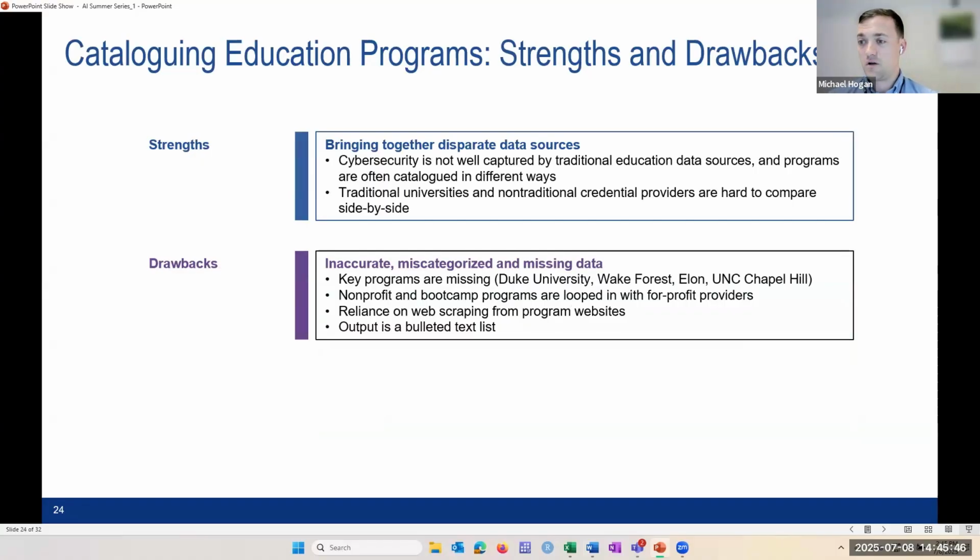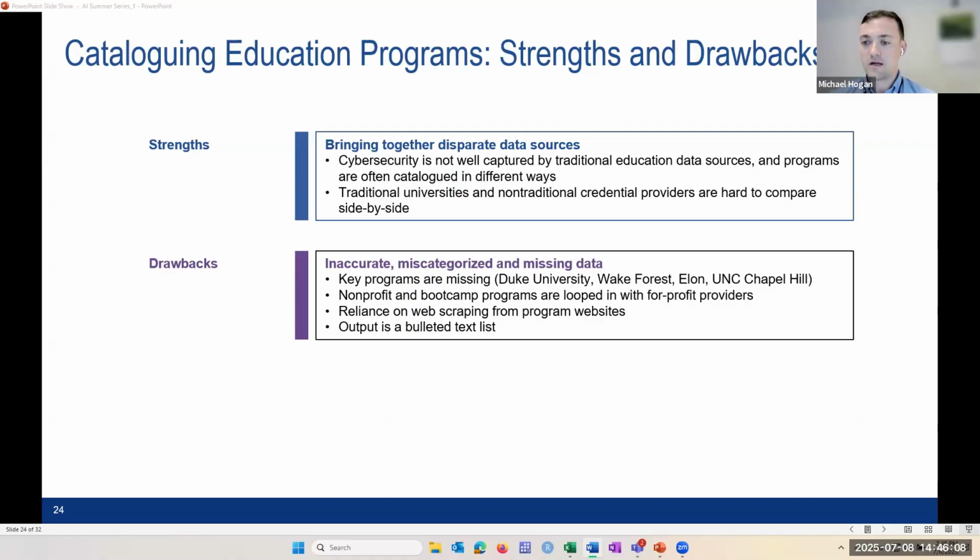Cybersecurity is usually not very well captured by traditional data sources, and programs can tend to be cataloged in different ways. Some may be pure cybersecurity, some may be computer science, computer engineering, and also traditional universities and non-traditional credential providers are generally hard to compare side by side. So we were able to bring those together, but there were a lot of drawbacks.